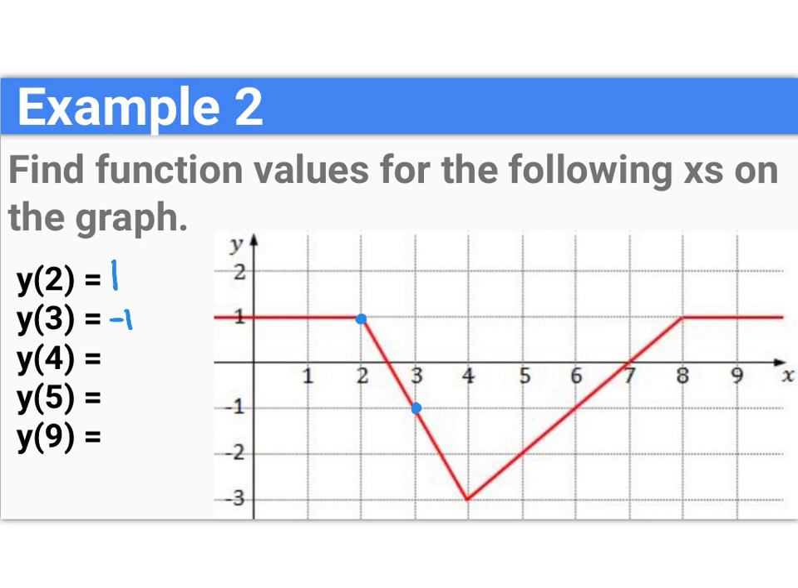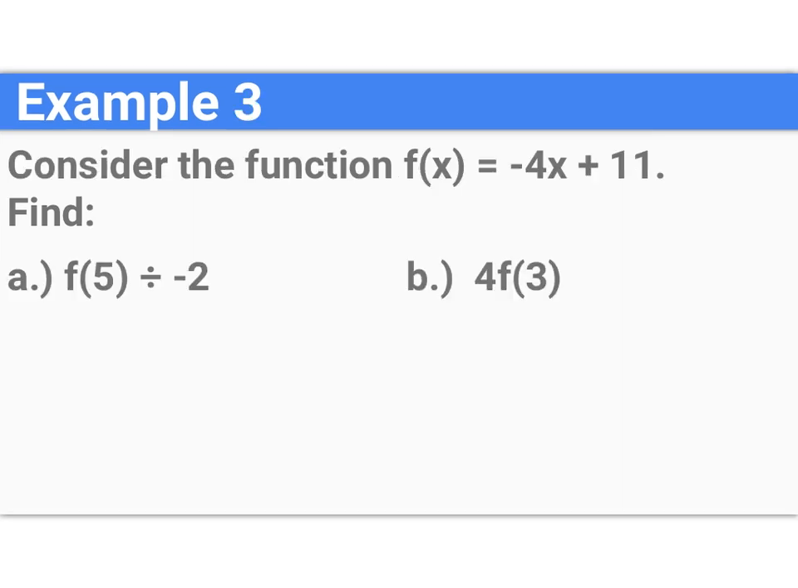See, when y is 4, we get negative 3. When y is 5, we get negative 2. And y of 9 is 1 again. So it's easy when you have a graph. You just find the points on the graph that you're looking for. Okay.